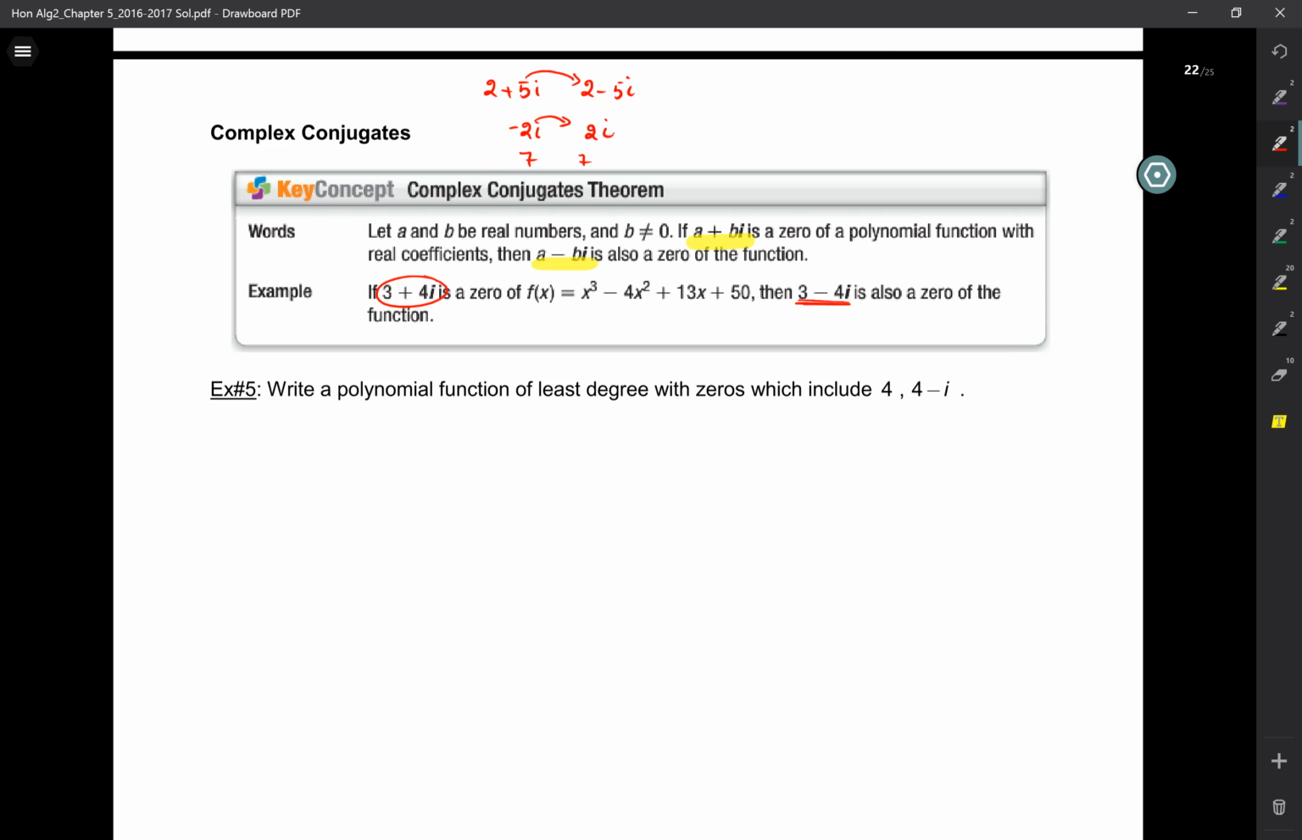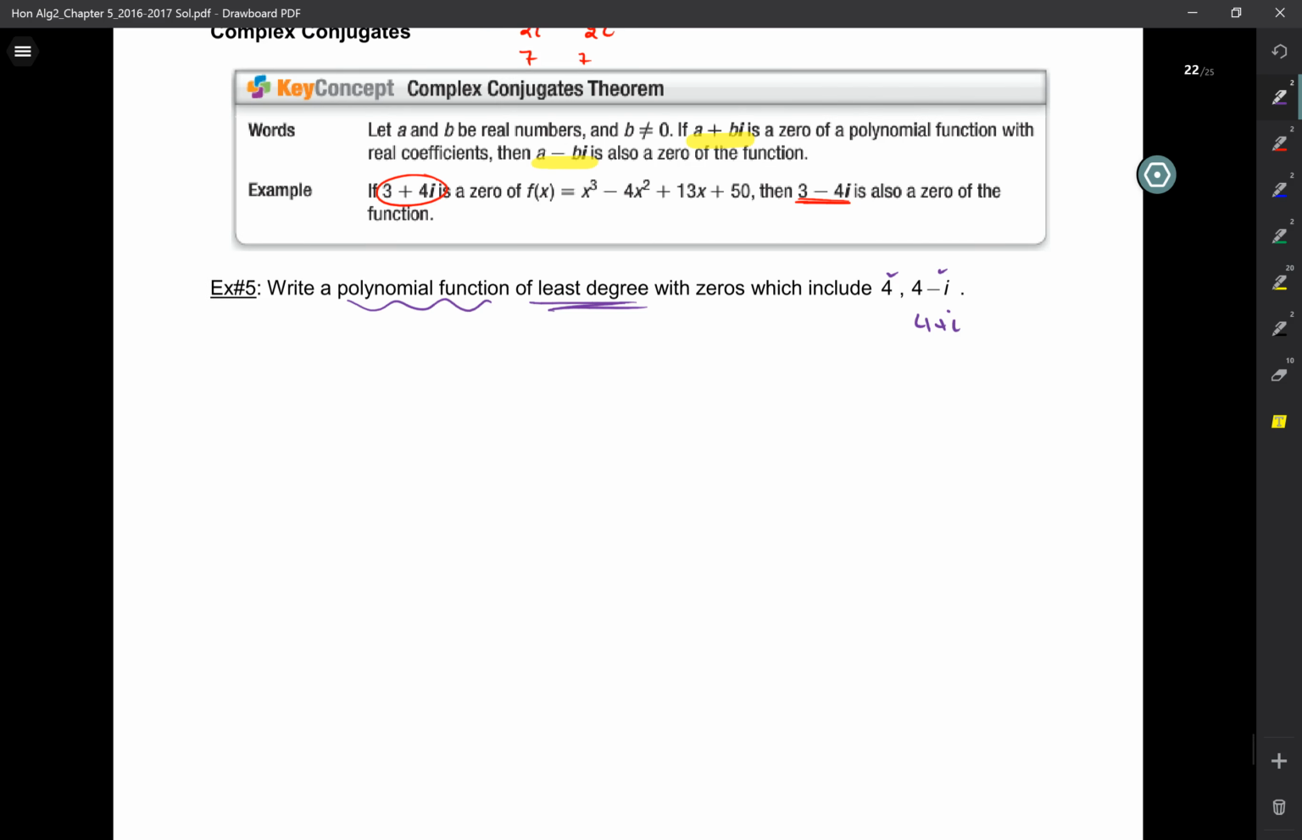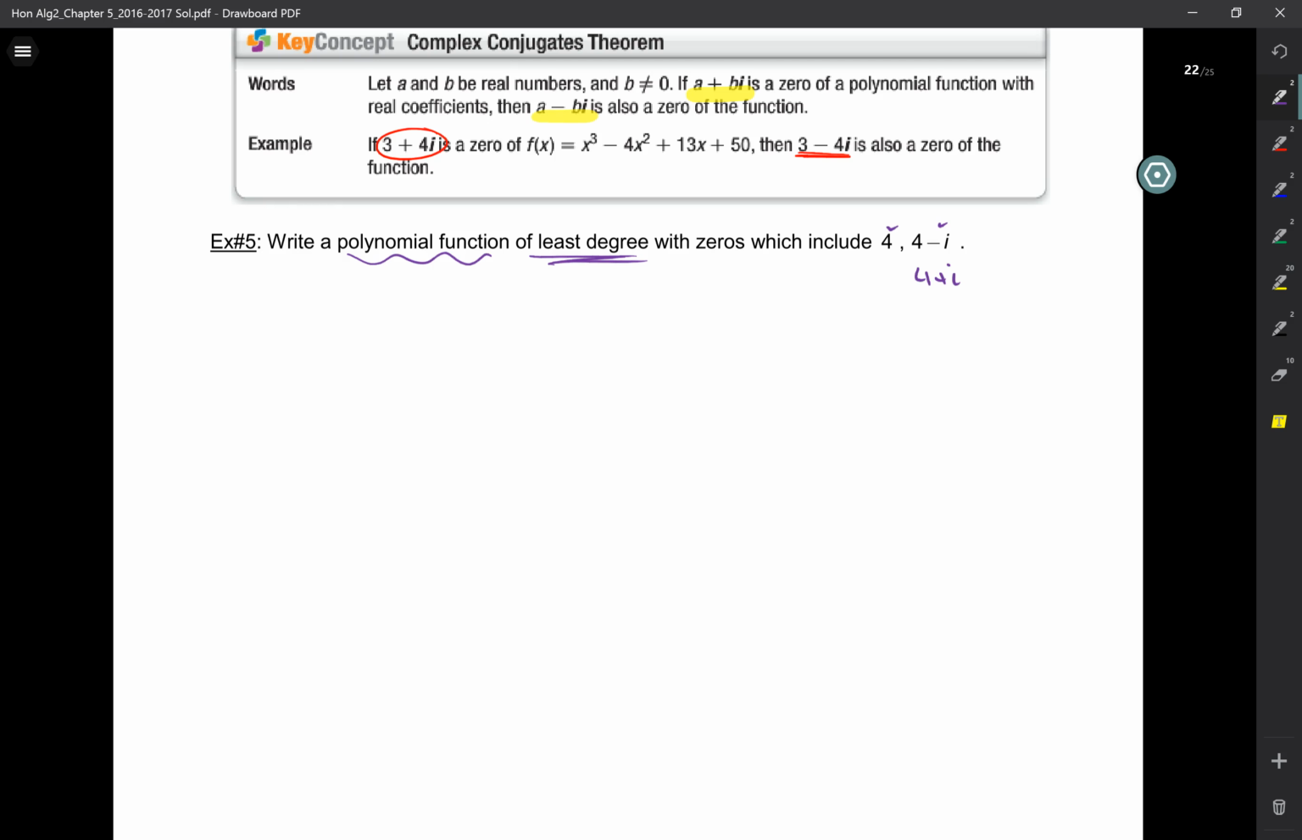Okay? Now, this problem says, write a polynomial function of least degree, so the lowest possible degree that it could have, with zeros which include 4 and 4 minus i. All right? How many zeros are you given? You're given 2. But there is a third one. What's that third one? 4 plus i. Right? So what's the degree of this polynomial going to be? 3.